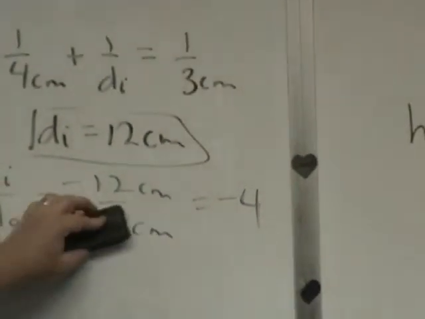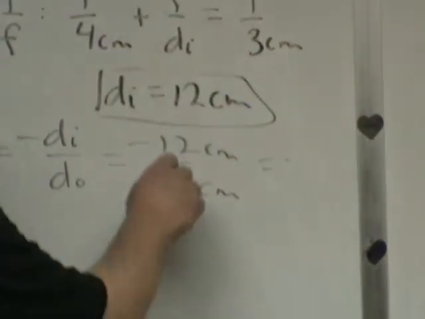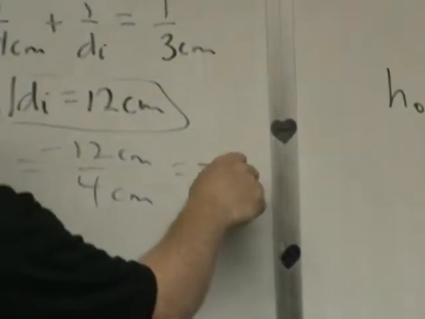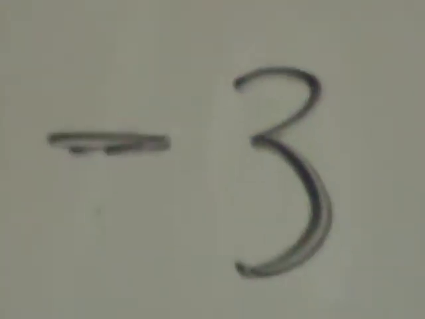Okay, so you get a magnification of negative 3. The bottom's 4, not 3. The bottom's 4, okay? There you go. This is the final answer.